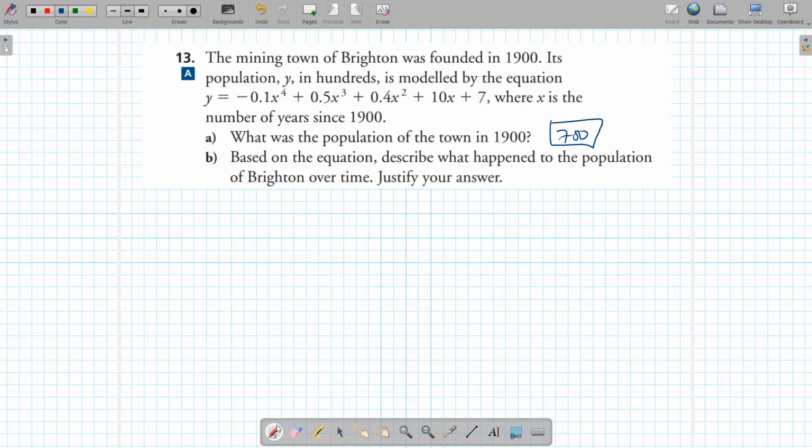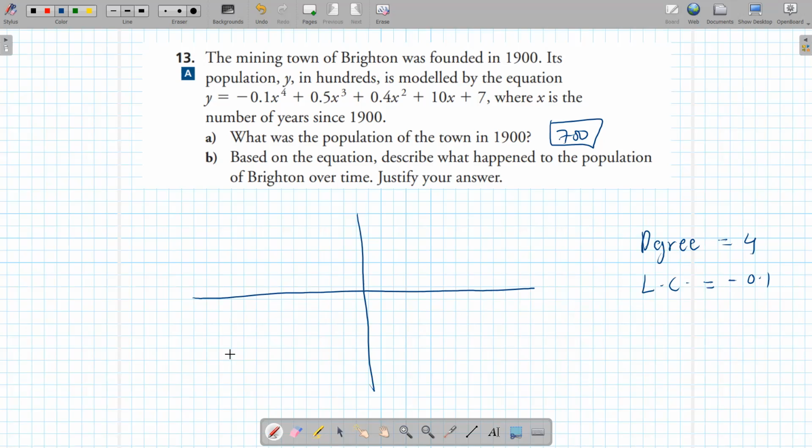Based on the equation, describe what happened to the population of Brighton over time. All right, so for this one, what do we know? What's the degree? 4. What's the leading coefficient, positive or negative? Negative. Yeah, it's negative, right? It's negative 0.1 if we're interested. So a degree 4 polynomial that's negative starts and ends where? Which quadrant to which quadrant? Which quadrant does it start in? 1, 2, 3, 4. 3. It starts at 3. Where does it end? 4. It starts at 3, ends at 4.